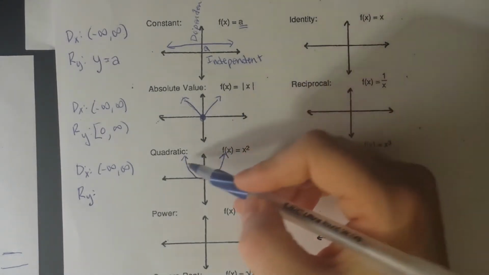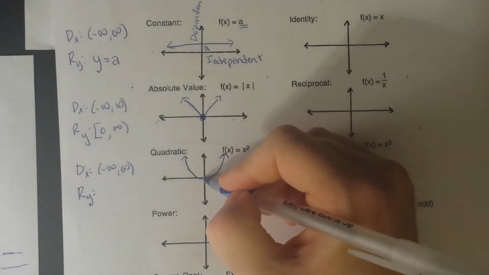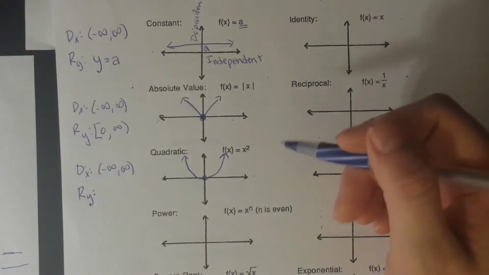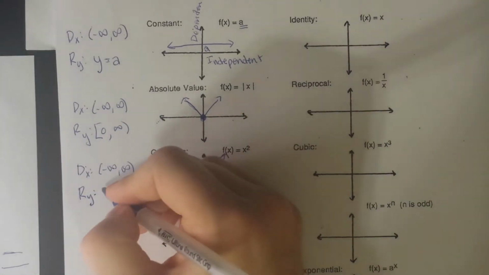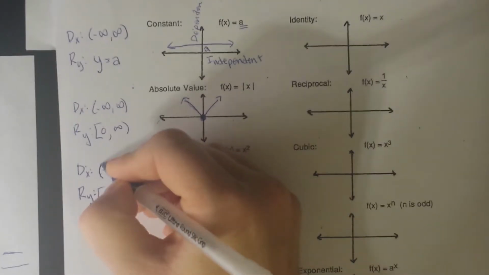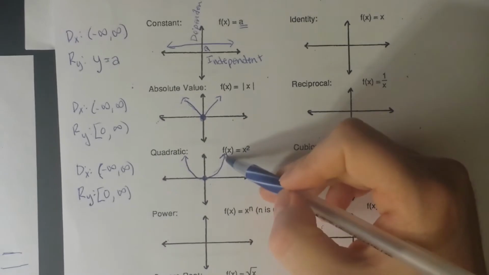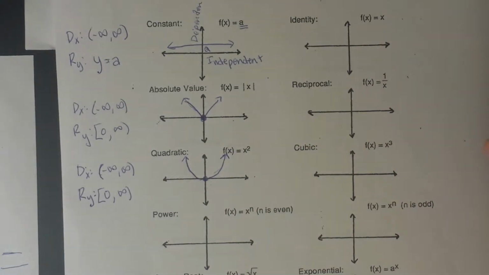The range, again, goes down, down, down, down, but then it stops at the origin. It never dips lower than the origin as the unshifted parent function. So we have a bracket at 0, and make sure that's actually a bracket, not a parenthesis, and it goes up, up, up, up forever to infinity.